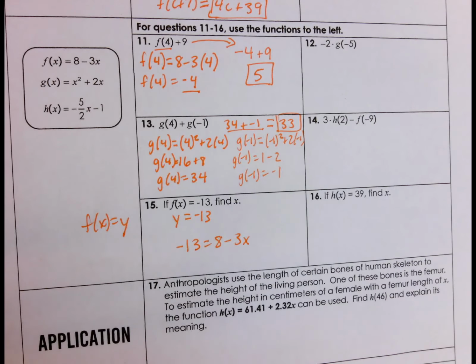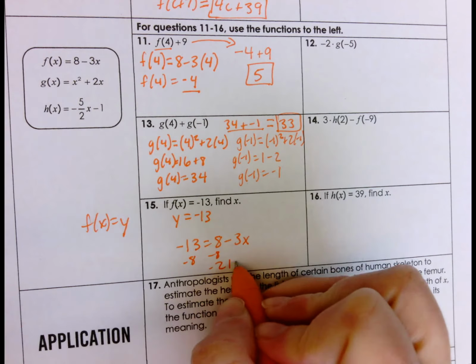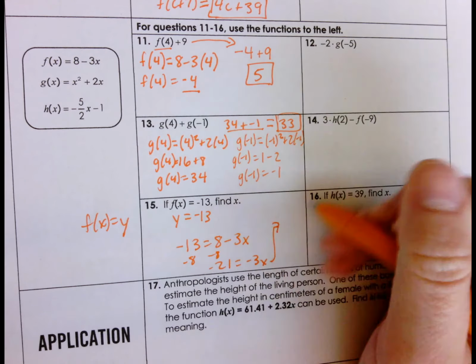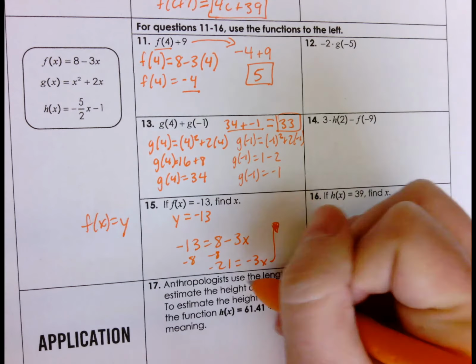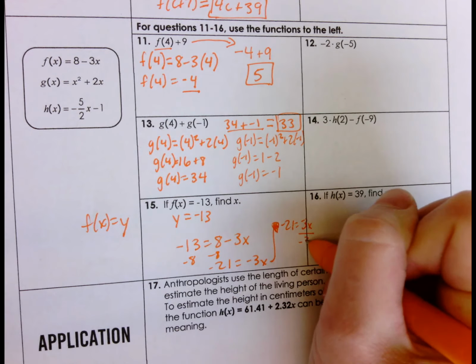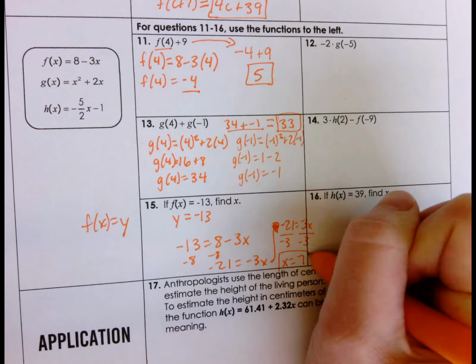So I'm going to undo everything and solve for x. I subtract 8, and I get negative 21 is equal to negative 3x, and then I didn't leave myself enough room, so I'm going to bring it up here. Okay, and I have negative 21 equals negative 3x. I divide by negative 3. And so x is equal to 7.